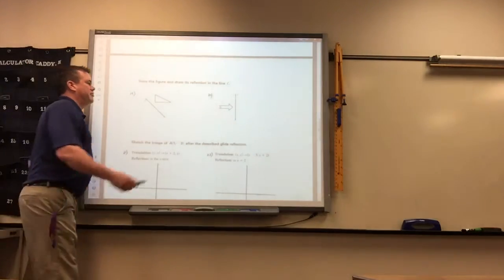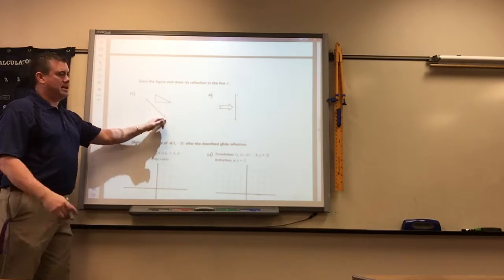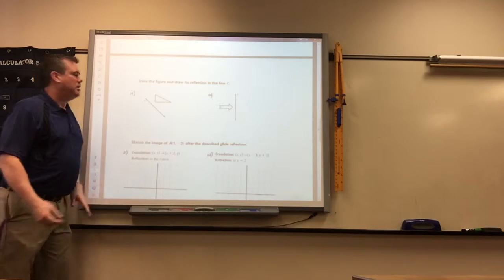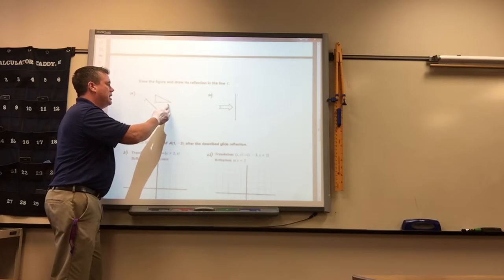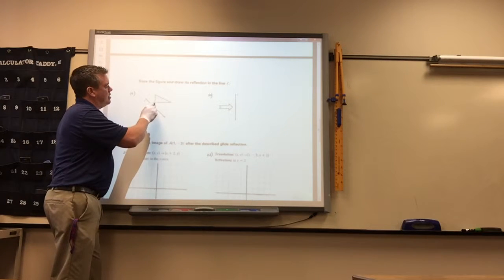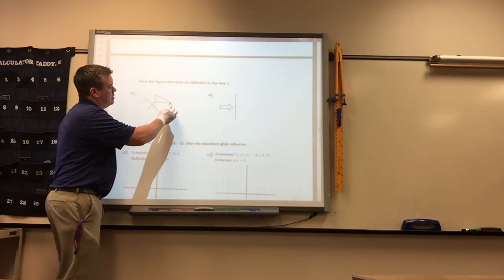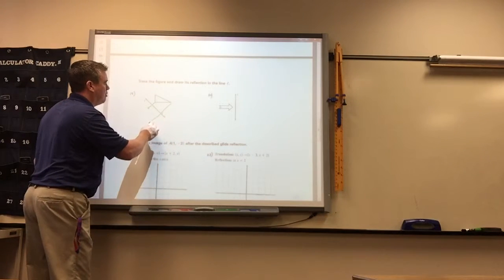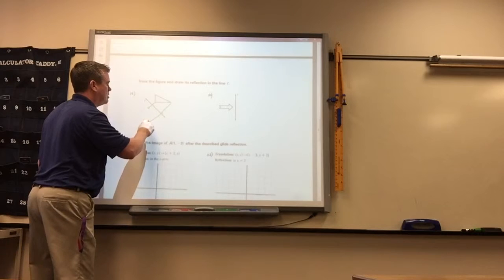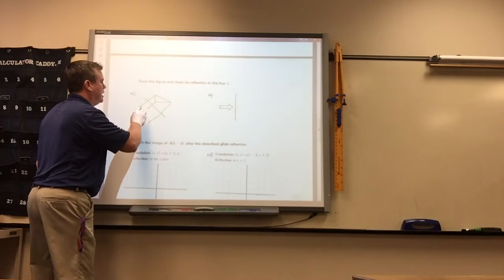Reflections. Here, if you could just take your paper and fold it on this line if you wanted to, and then trace it. But the easiest way is you just take each vertex and flip it over at a 90 degree. So you want to go at a 90, and then you just go straight across the same distance away. And then you connect it.